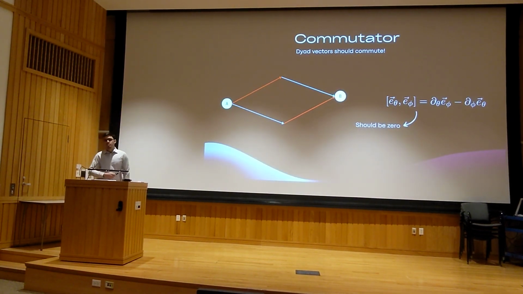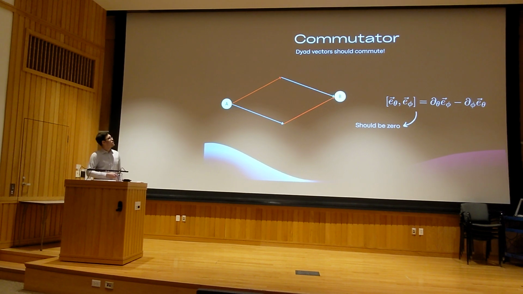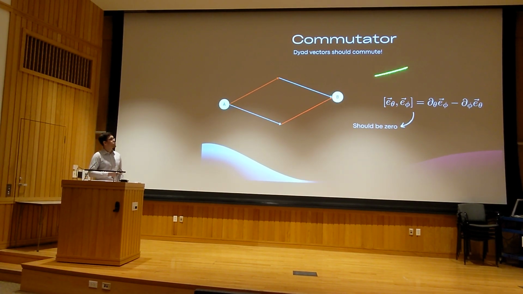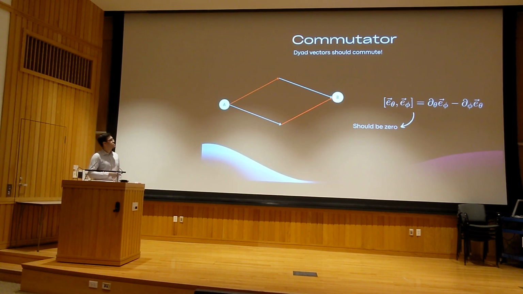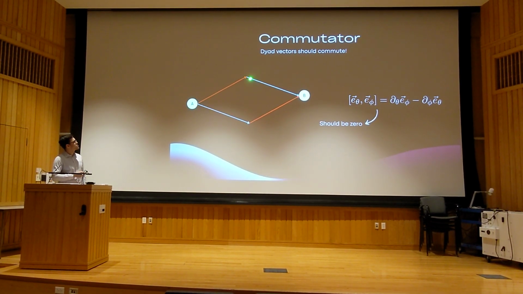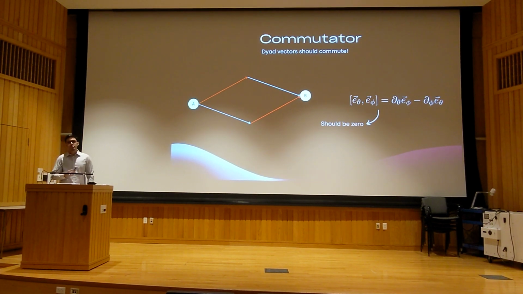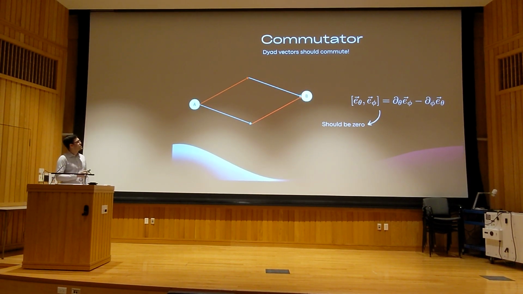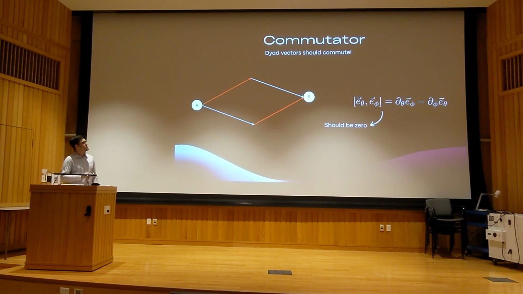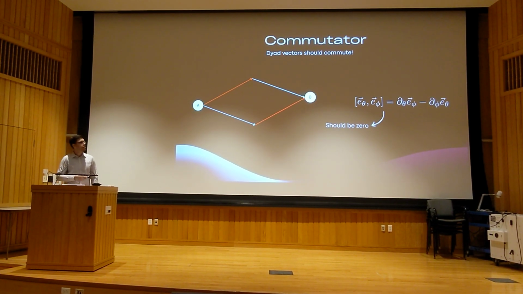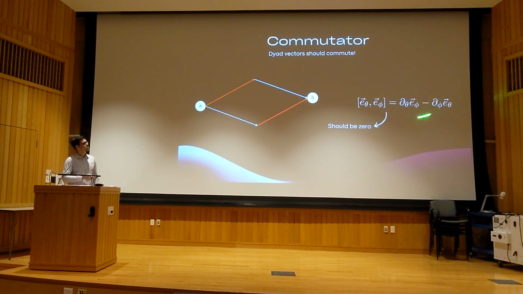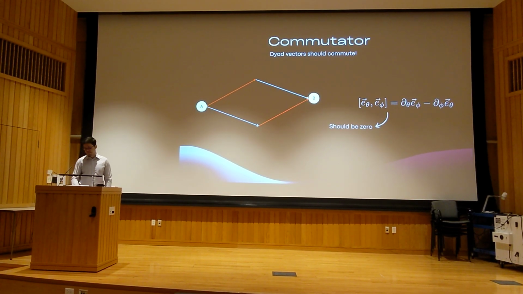Another quantity that is important to define here is the commutator. If dyad vectors represent a coordinate system, they should commute. And what does that mean? That means if you want to go from point A to point B, and you take this red vector and then a blue vector, if the vectors are commutative, it should be the same thing as first taking the blue vector and then the red vector. So this is the idea. And for this to occur, we define this quantity here that I'm calling the commutator, and this should be equal to 0 if this is true.